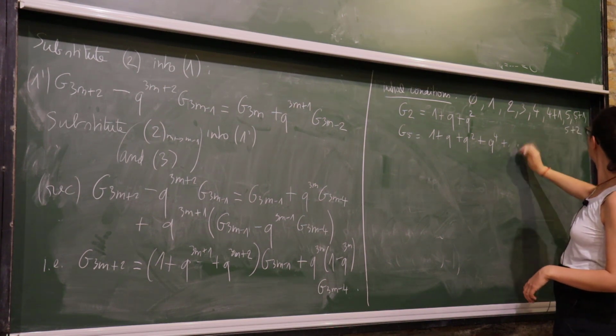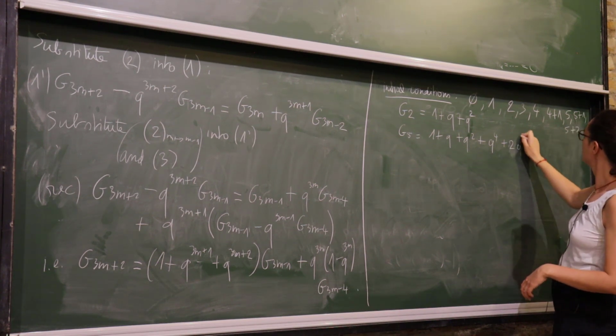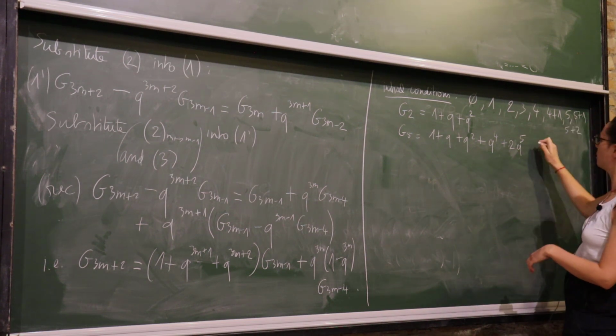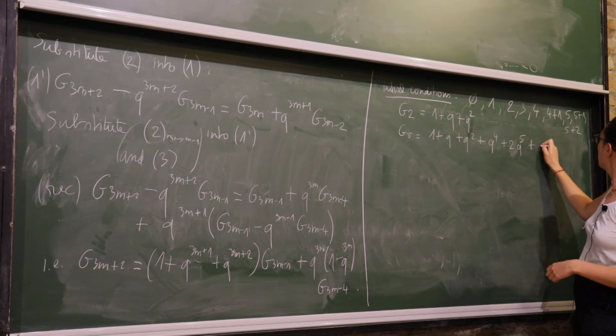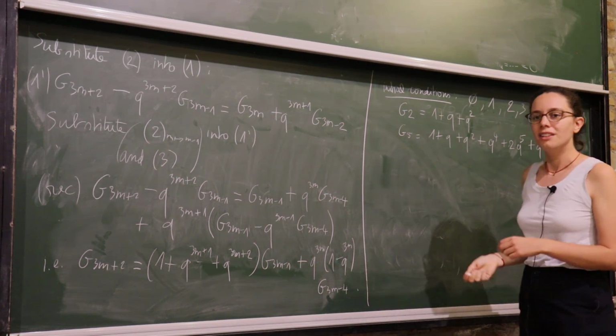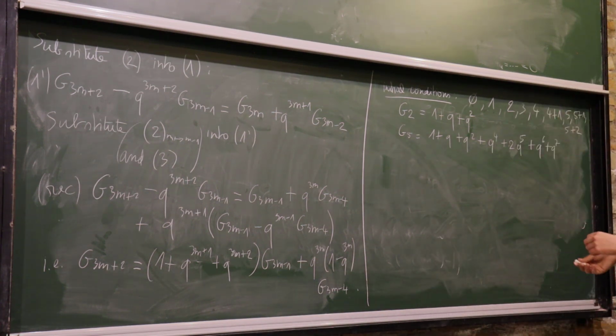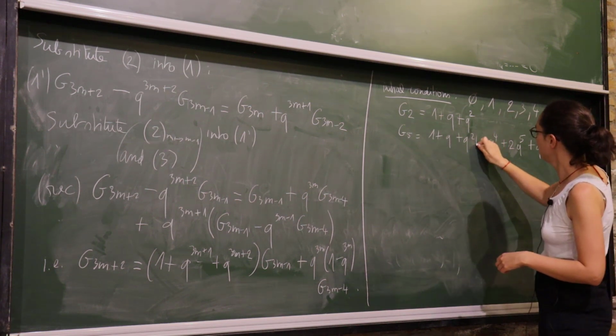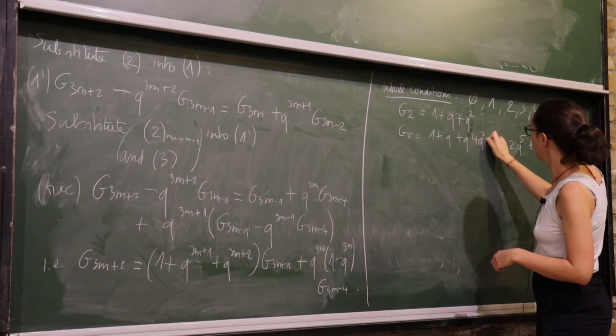So 2 q to the 5, because there are two possibilities to partition 5. And plus q to the 6 plus q to the 7. Q cubed, I forgot it. Oh yeah, you're right, thank you. Yeah, okay, so I forgot this one.